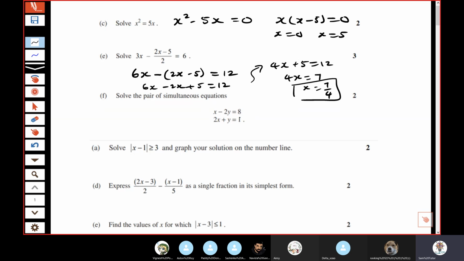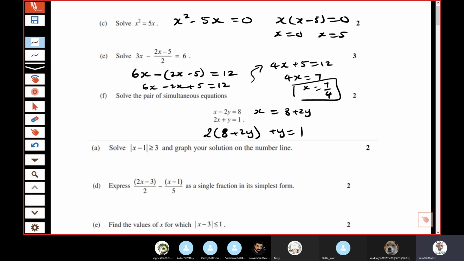Simultaneous, 2 ways to do it. Maybe this time I will do it through substitution rather than elimination. So x equals 8 plus 2y. Then sub that into this. So 8 plus 2y plus y equals 1.